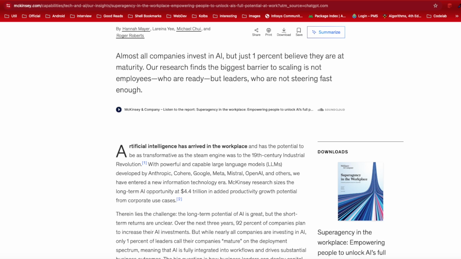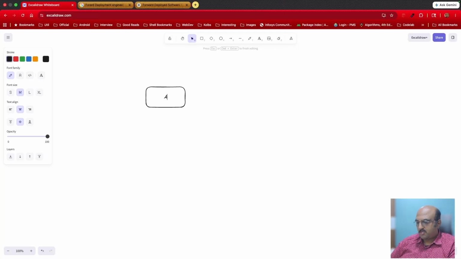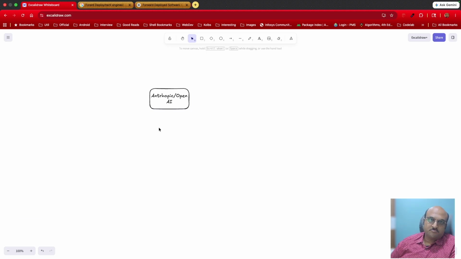As per the 2025 McKinsey report, what they have said is only 1% of the companies are AI ready. What do I mean by AI ready? They are able to actually leverage AI and AI related productivity gains after having gotten the huge licenses that are required. Let me show you what exactly is happening through a flow diagram. So you have a company like Anthropic or OpenAI. They are basically LLM selling companies.